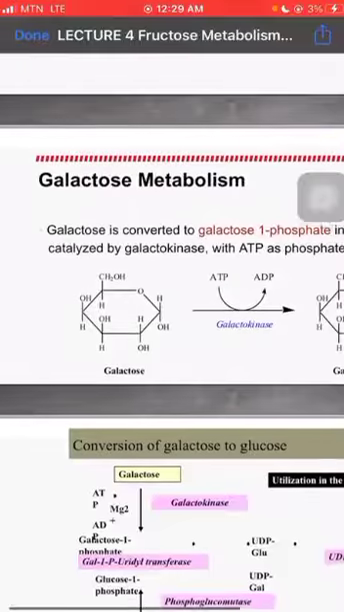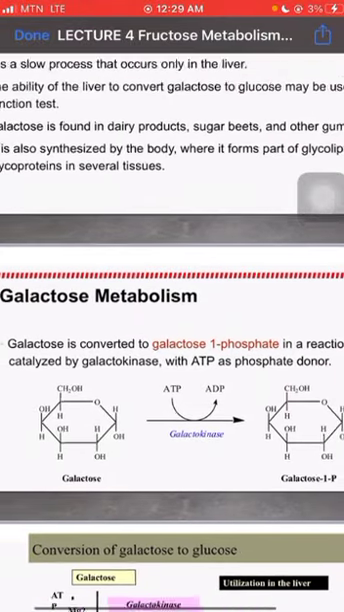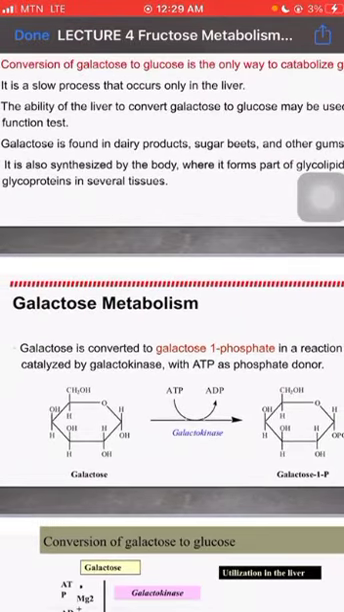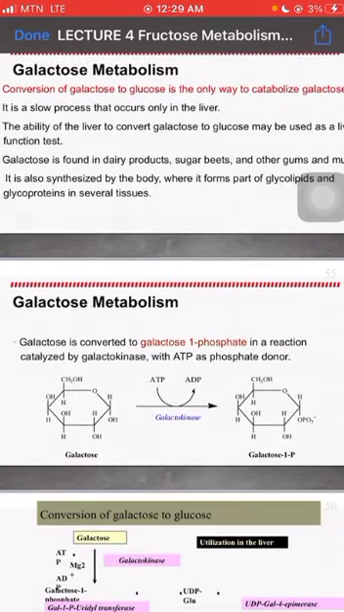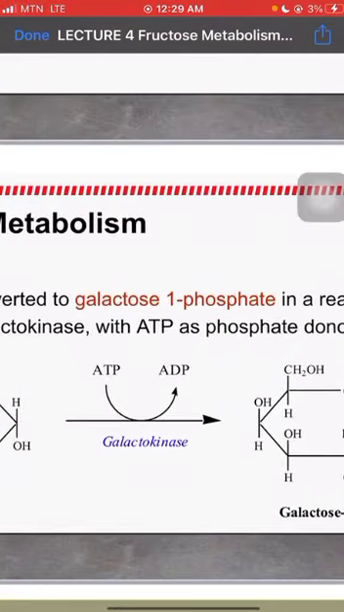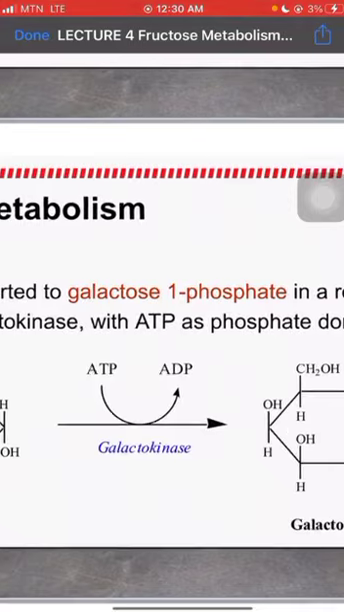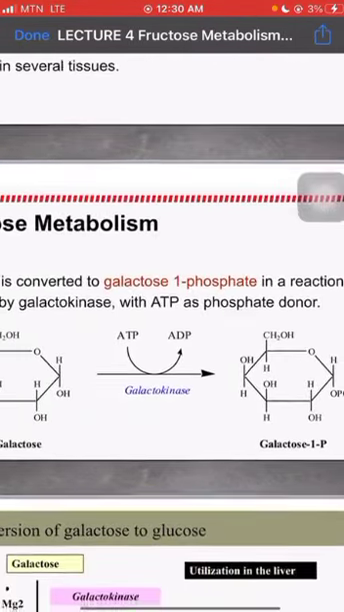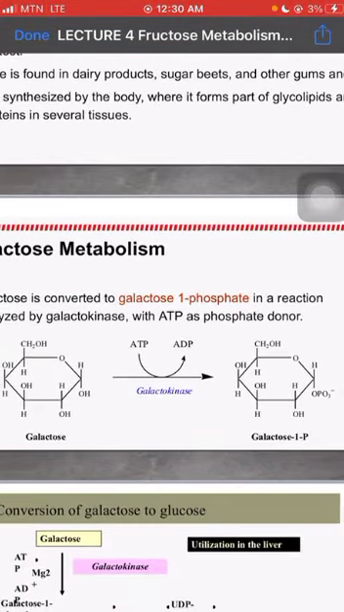The first thing that will happen is that this galactose will receive a phosphate molecule from ATP, and this phosphate molecule will be added on the first carbon of this galactose. Thereby we will get galactose 1-phosphate, and the enzyme that will perform that reaction, we call it galactokinase. It is the one converting galactose to what? Galactose 1-phosphate. So put that in mind.